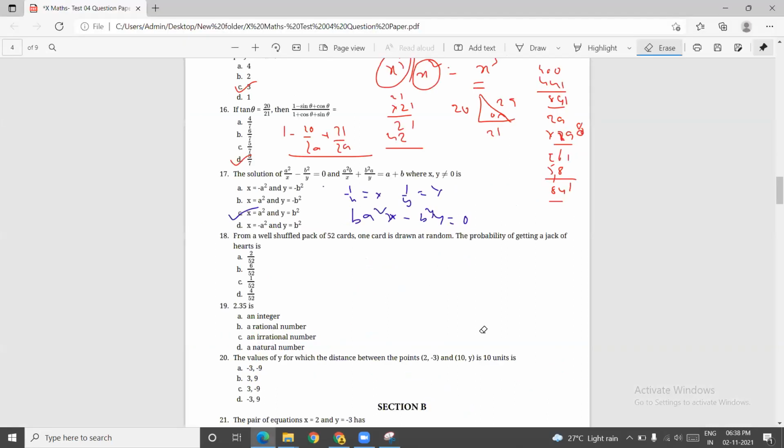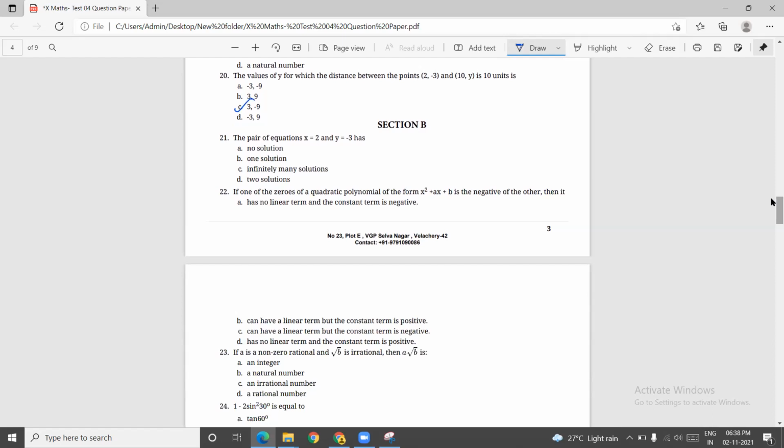So what are the answers for the 19th one? 18th one is 1 by 52. It's a rational number. 3 comma 9 is the answer. Minus 9 is the answer. Yeah. 3 marks question. The pair of equations x is equal to 2 and y is equal to minus 3 has how many solutions? One solution, no solution, or infinitely many solutions, please.